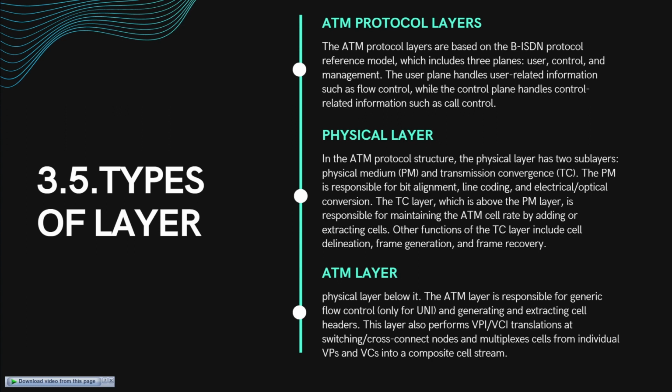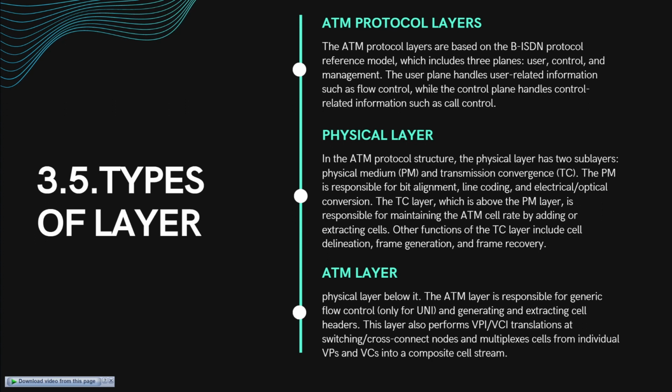In the ATM protocol structure, the physical layer has two sublayers, the physical medium and the transmission conversion. The physical medium is responsible for bit arrangement, line coding, and electrical or optical conversion. The transmission conversion, which is above the physical medium layer, is responsible for maintaining the ATM cell rate by adding or extracting cells. The functions of the transmission conversion layer include cell delineation, frame generation, and frame recovery.